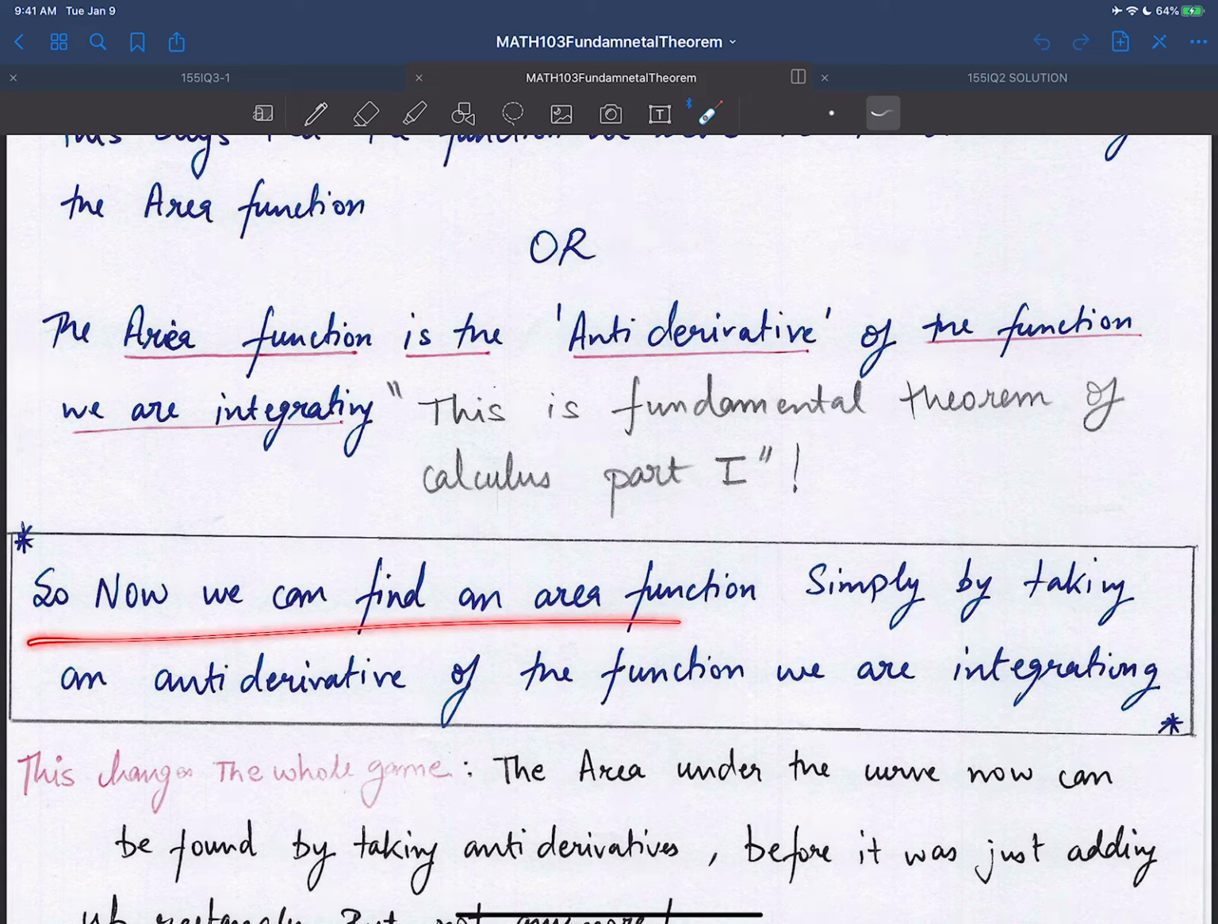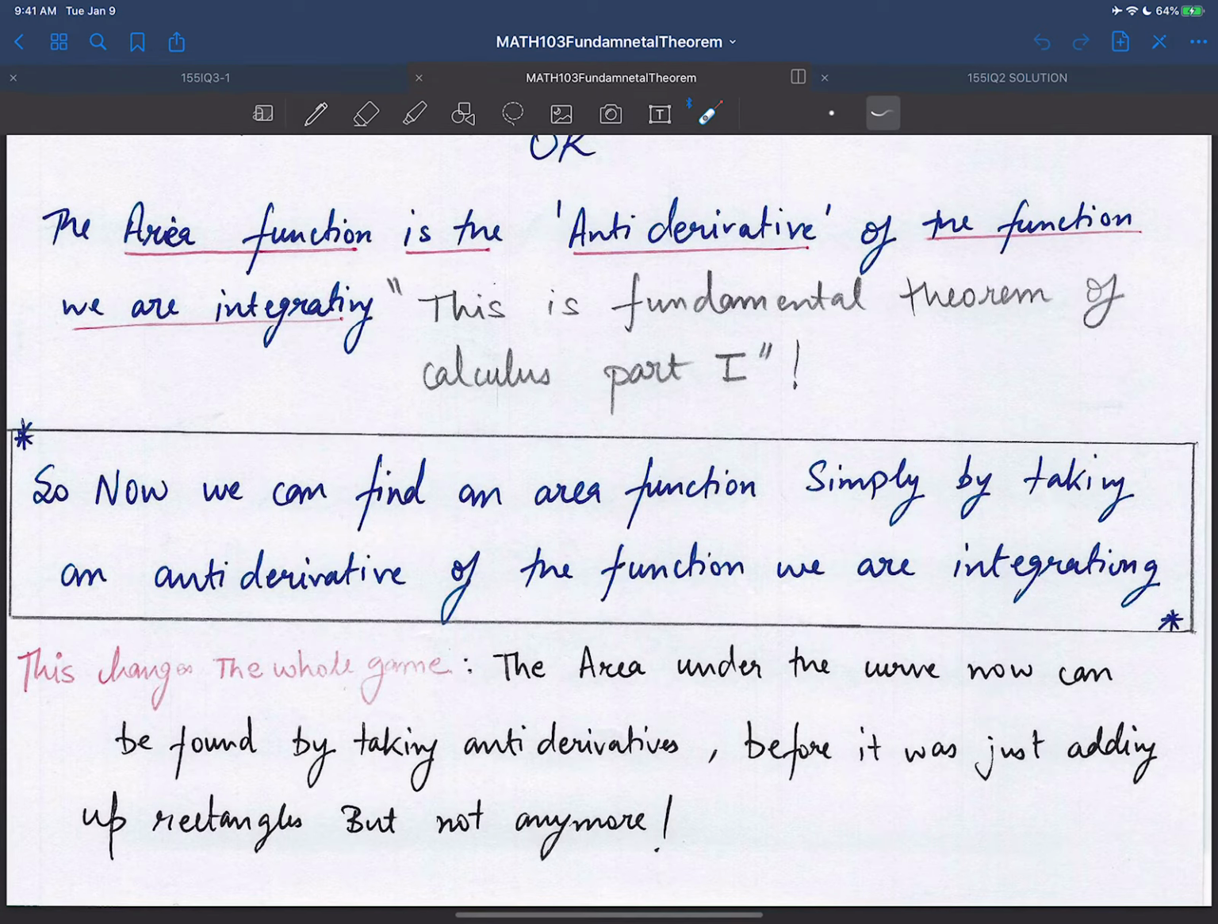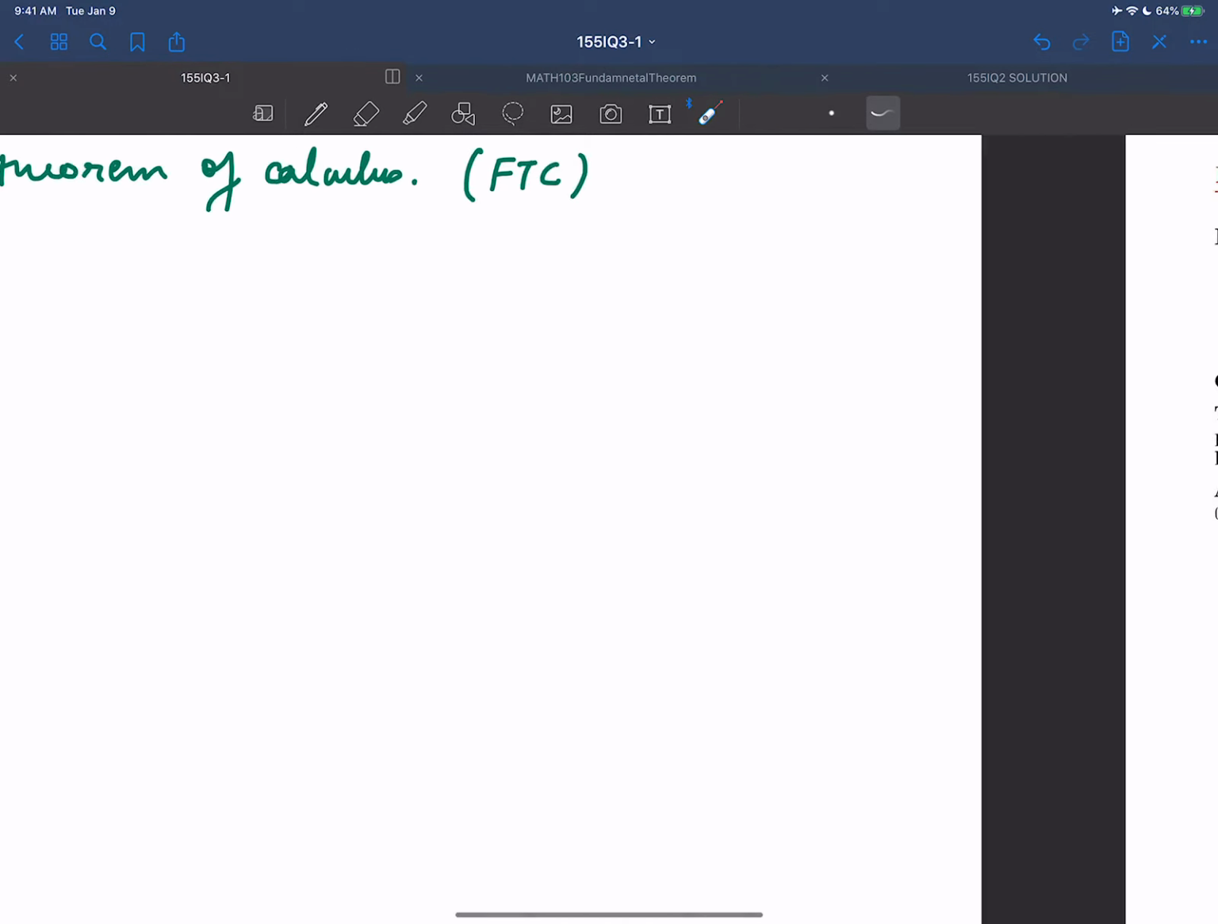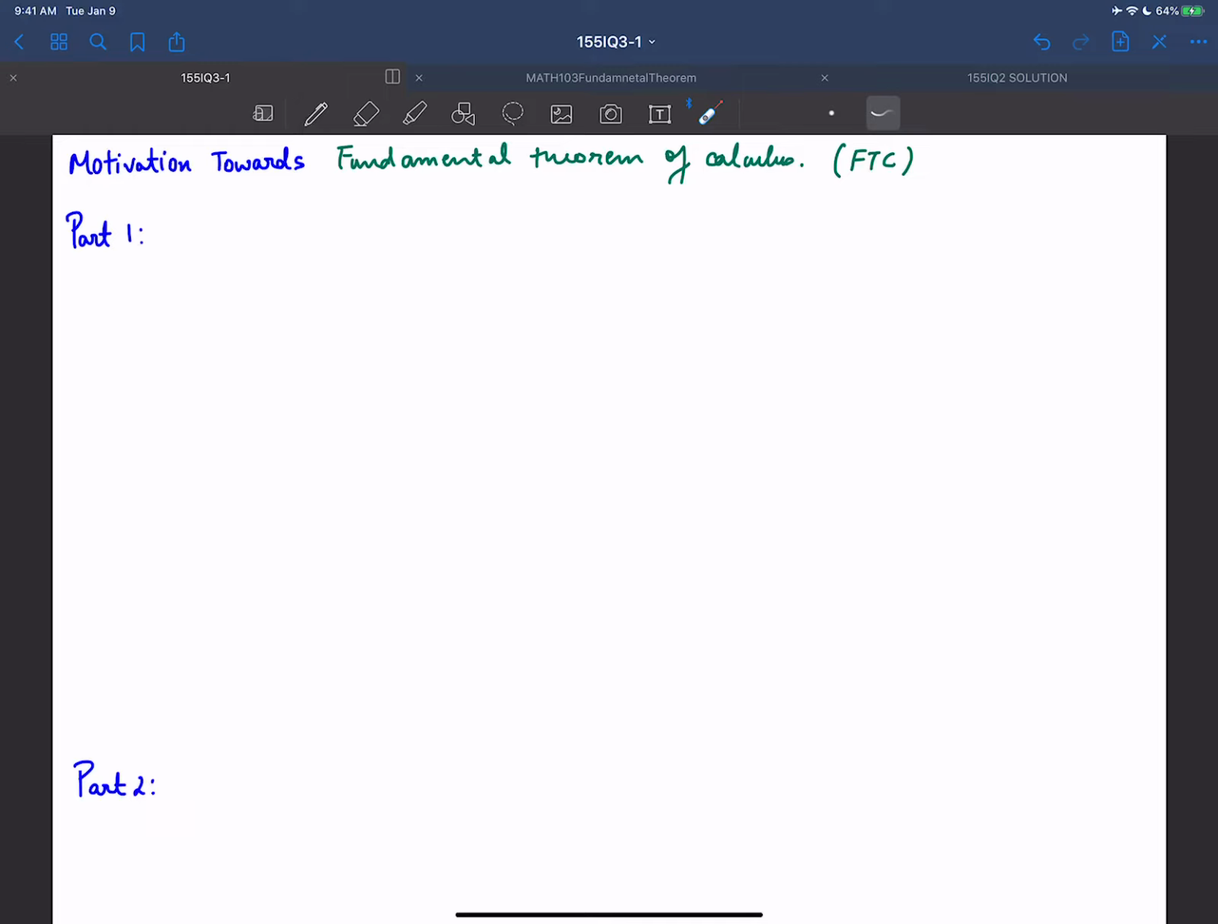And you can find an antiderivative of a function, and you can use the integral to compute that number very easily. This is where everything changes. The area under the curve now can be found by taking antiderivatives. Before, you had to do that by doing rectangles and adding them up using Riemann sums, but no longer. Okay, you can use this thing. So that's where the fundamental theorem part 1 comes in handy. I'm going to write it down here so you guys can see it.